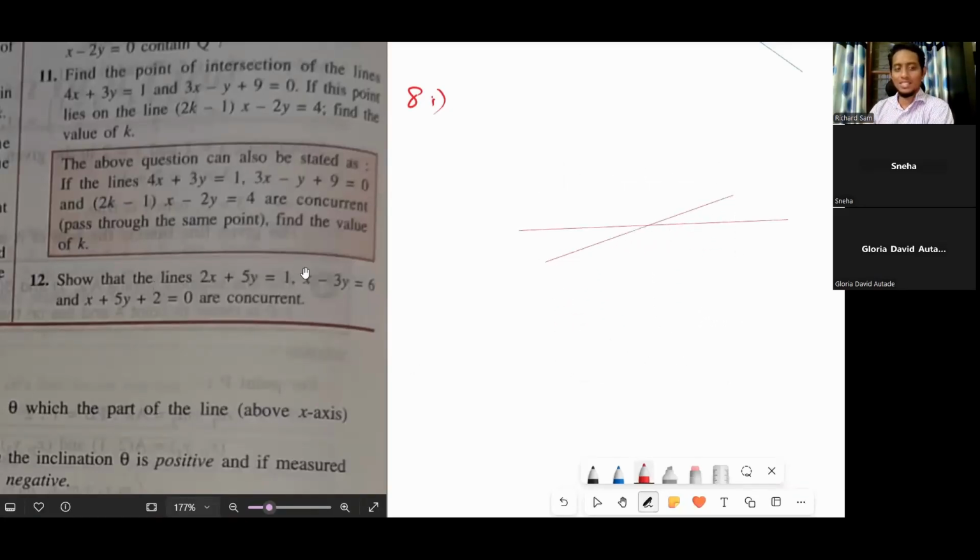The question is, are these 3 lines concurrent? Now suppose I draw a third line like this. Are they all concurrent? Meaning, are they meeting at the same point? No. So if I move this here, now are they meeting at the same point? Yes. So that's the question. Are these three lines concurrent? How will we check that?